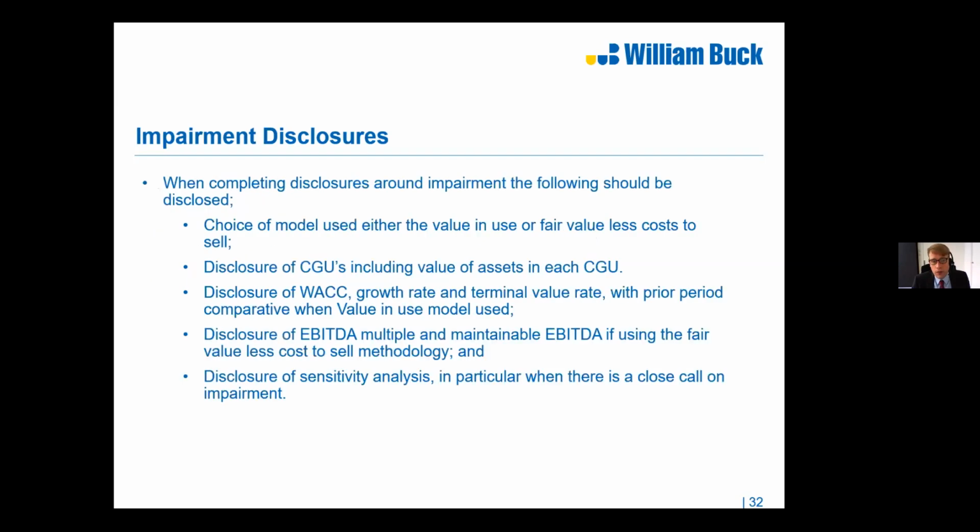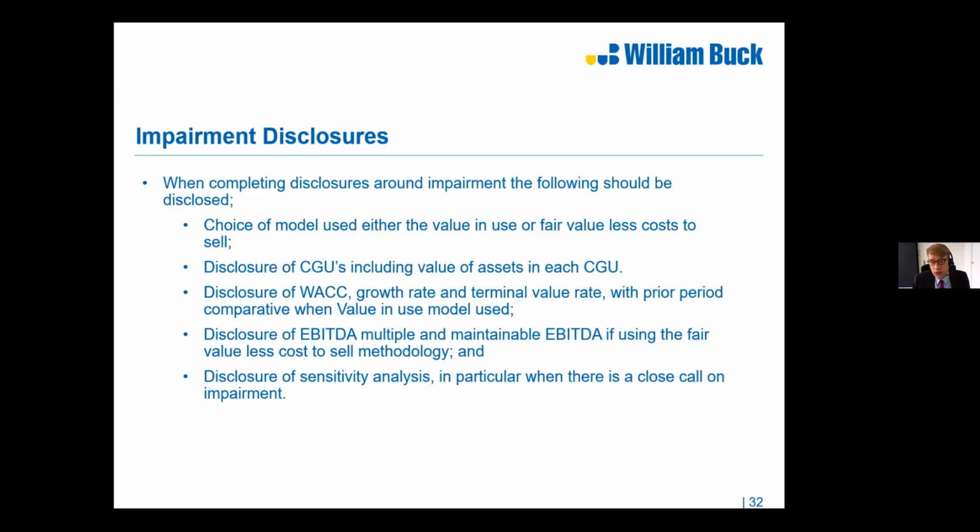So moving on to the impairment disclosures. When completing the disclosures around impairment, the following should be disclosed. We need to disclose the choice of model that we've used, either the fair value in use or the fair value less cost to sell, and this should be in your accounting policies note as well.